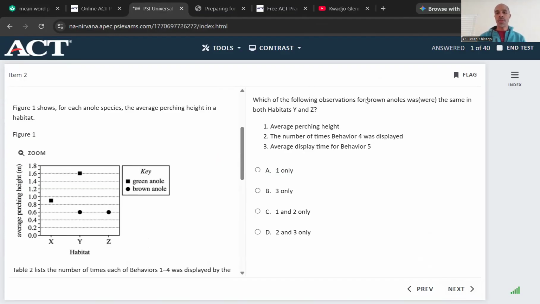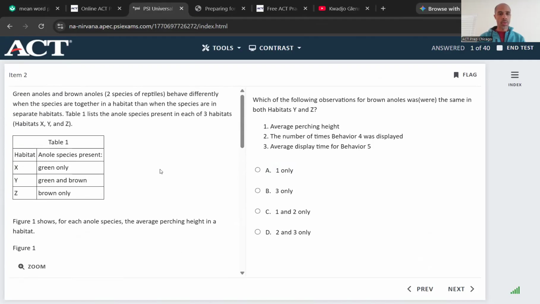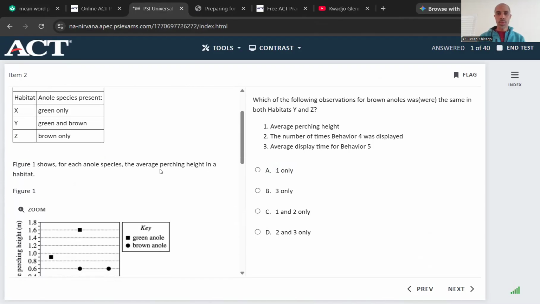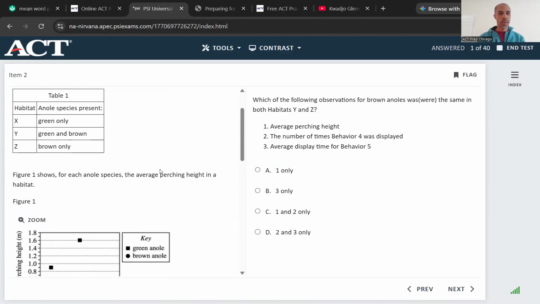Which of the following observations for brown anoles was or were the same in both habitats Y and Z? Average perching height, the number of times behavior 4 is displayed, average display time for behavior 5. So what are we looking at? What's the keyword? Brown anoles. The same in Y and Z, habitat Y, habitat Z.